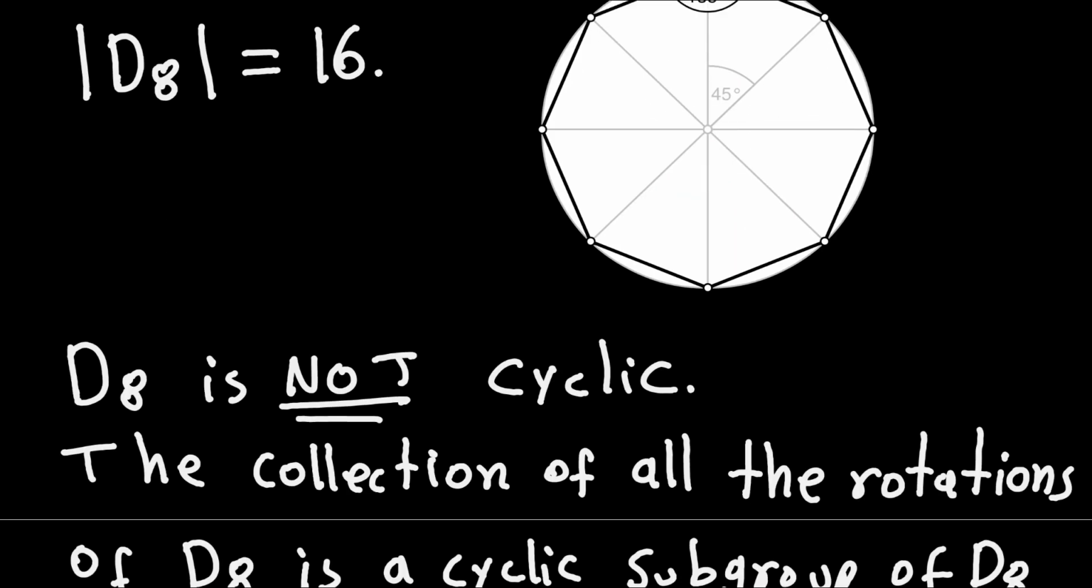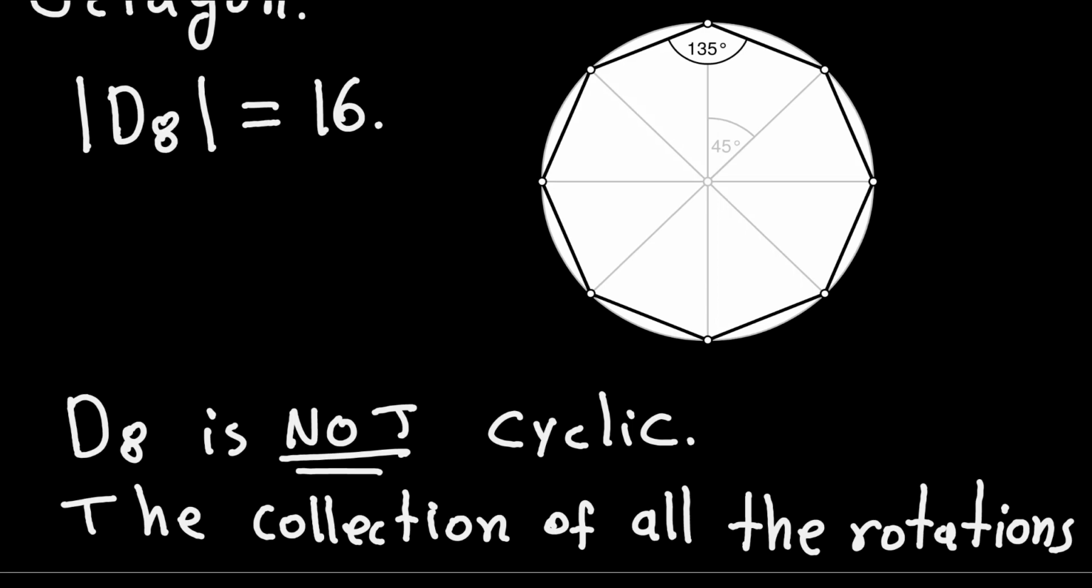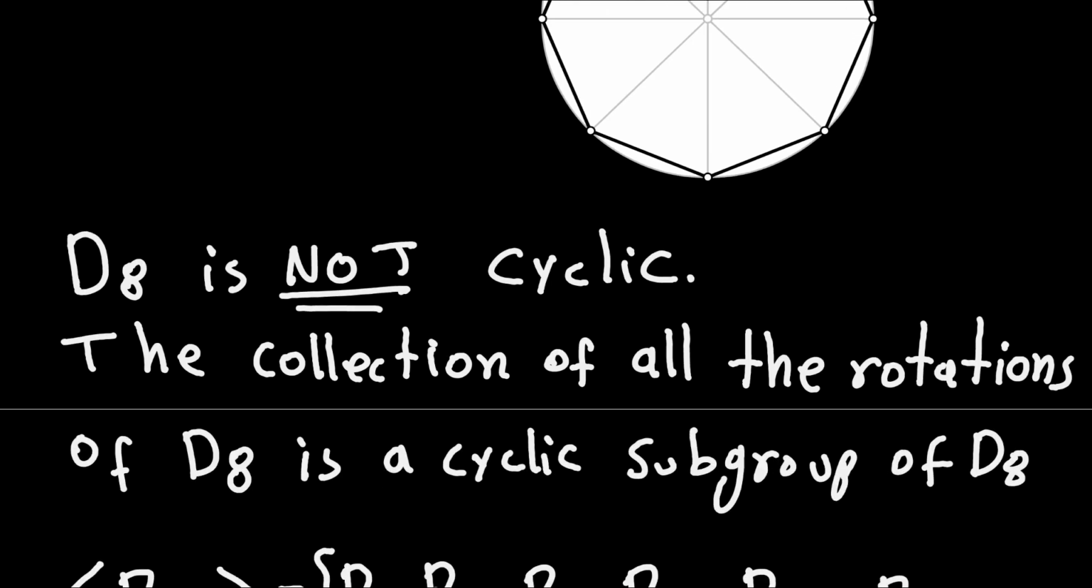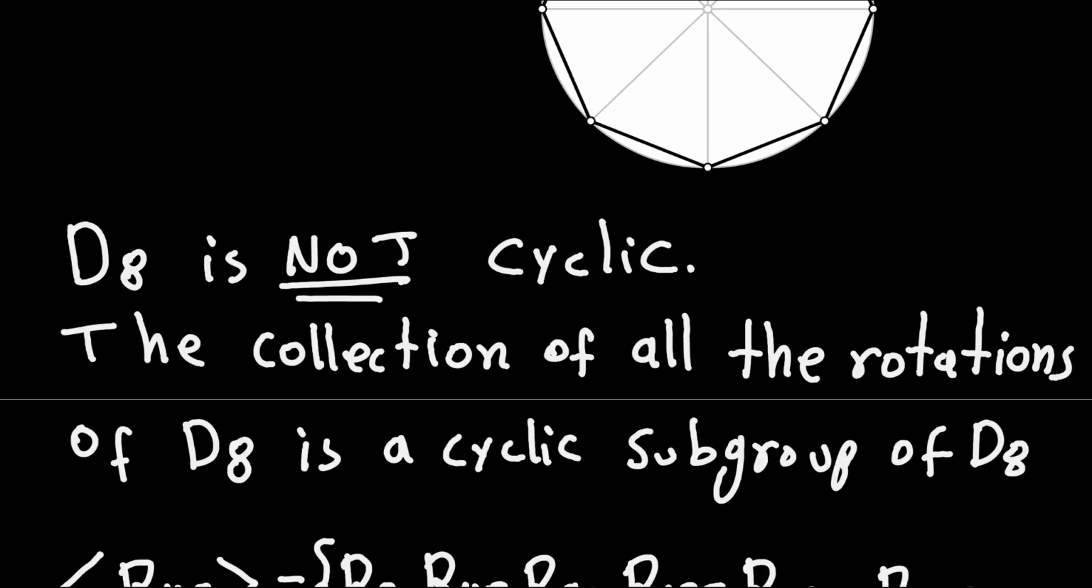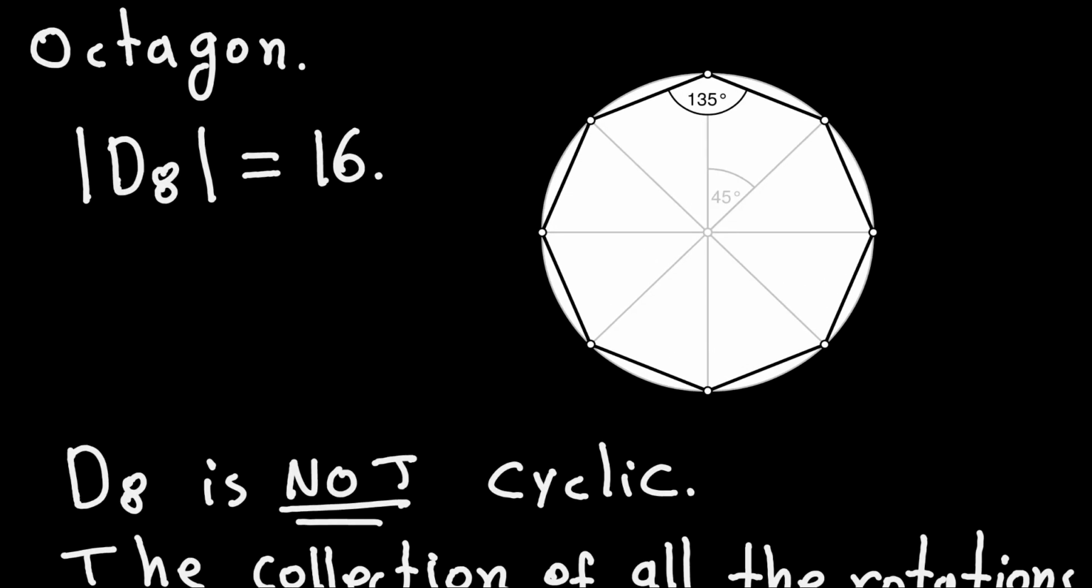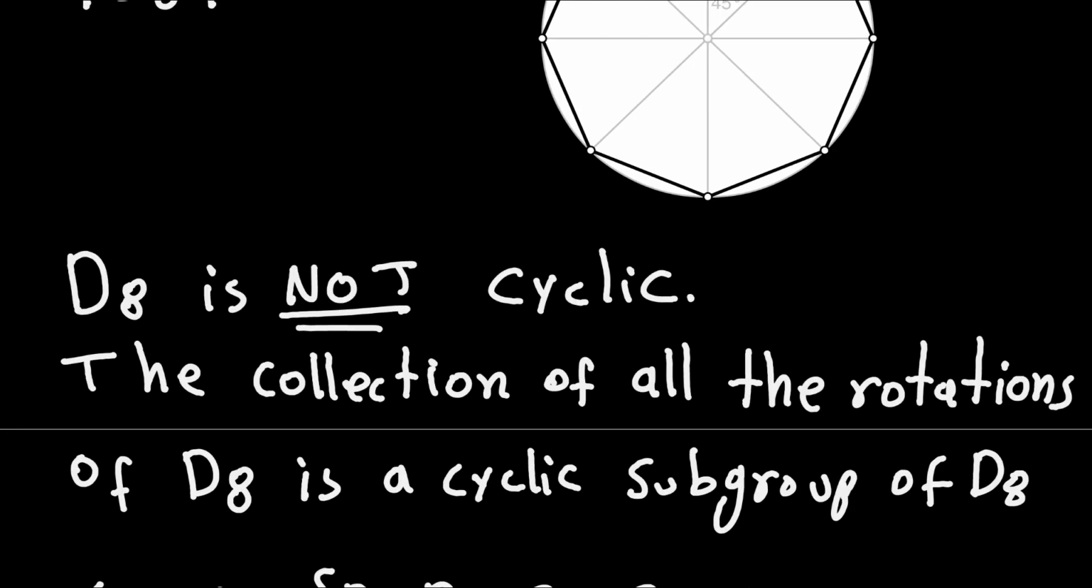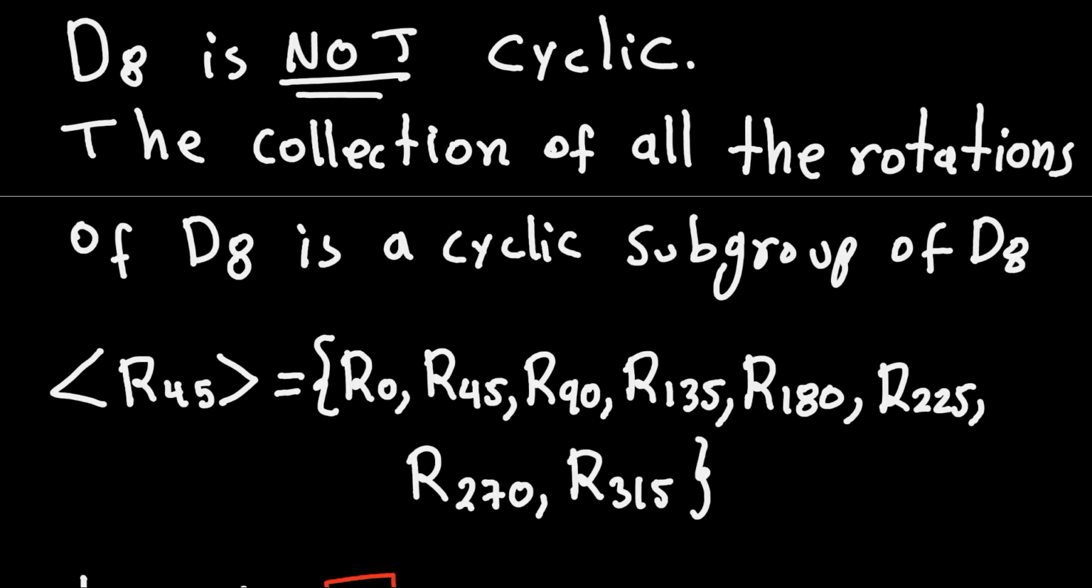But that's not the group I'm interested in finding the generators of. Because it's not cyclic, it doesn't make sense to find the generators of that group. Now, D8 is not cyclic, but the collection of all the rotations of D8 is a cyclic subgroup of D8. So the rotations here are when you start rotating this regular octagon counterclockwise. You do a rotation of 45, and then a rotation of 90, and so on. All those rotations will form a cyclic subgroup of D8.